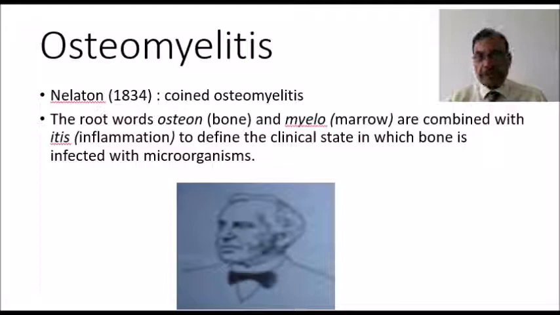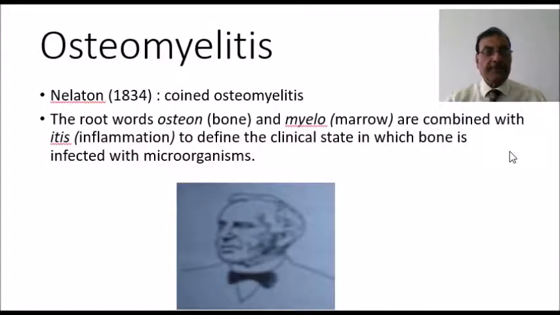Let us start with osteomyelitis. What does it mean? The term was first coined by Nélaton as early as 1834. The root words are osteon and myelo. Osteon means bone, myelo means marrow, and both are combined with itis. Itis means inflammation, to define the clinical state in which the bone is infected with microorganisms.